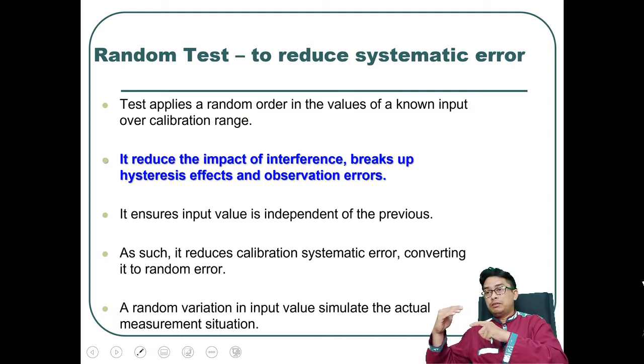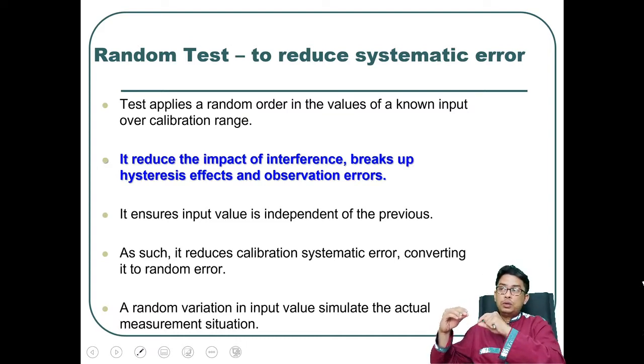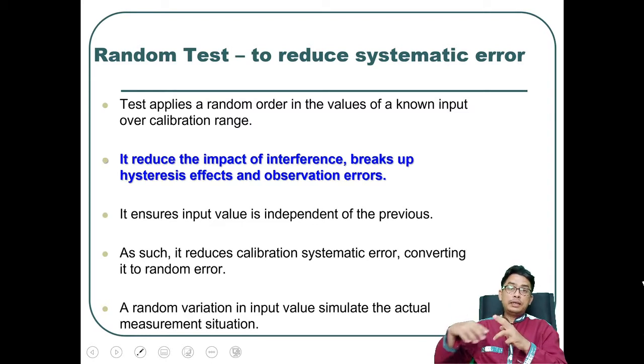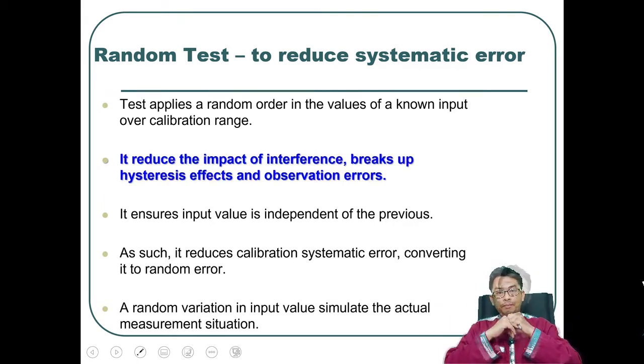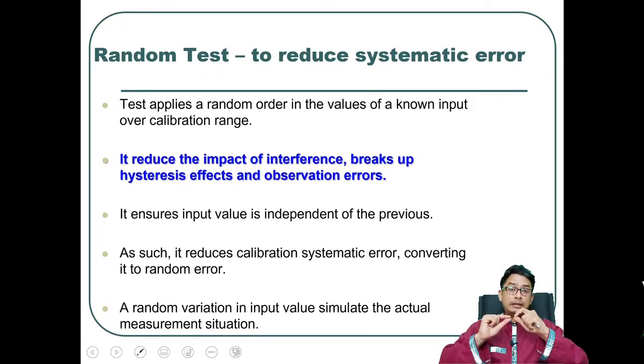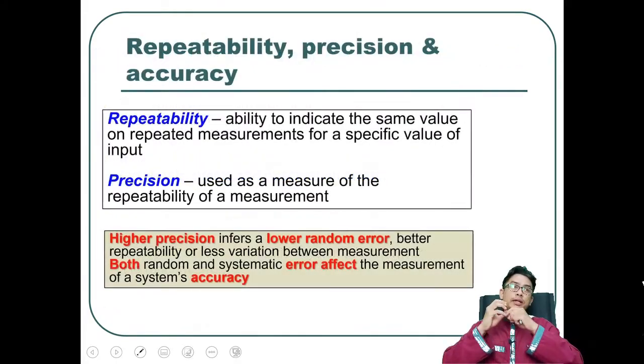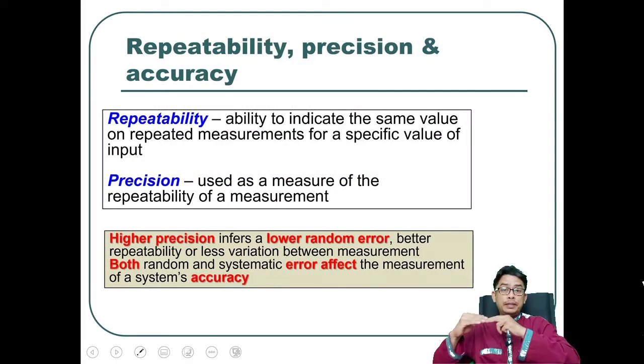If the measurement is about input pressure, which is 1 bar, 2 bar, 3 bar, 4 bar, we do maybe 4 bar first, and then 1 bar, and then 2 bar, and then 3 bar. So we do random, and then we look at the result. But this is only if systematic error appears during the measurement. The value that indicates whether the system can be repeated or not is the precision. If the precision value is high, that means the measurement is repeatable. High precision infers a low random error, and better repeatability.